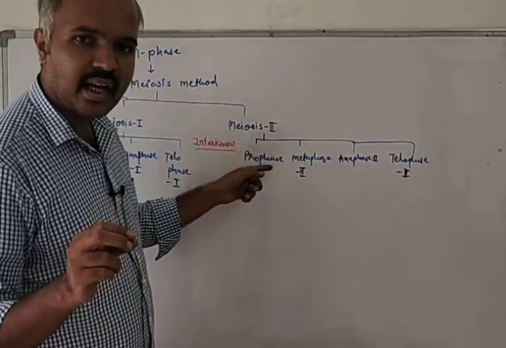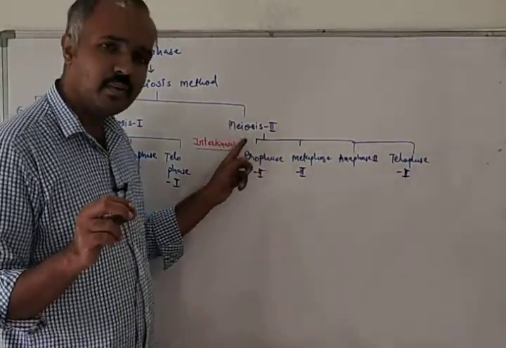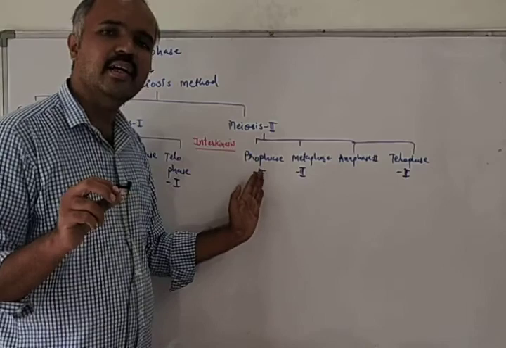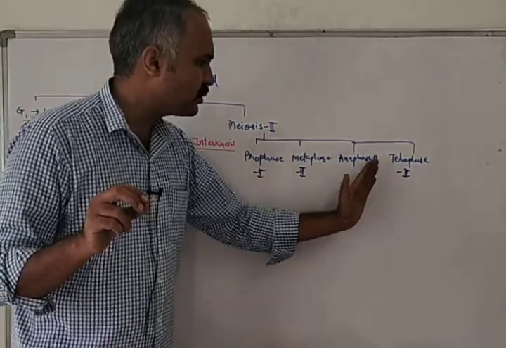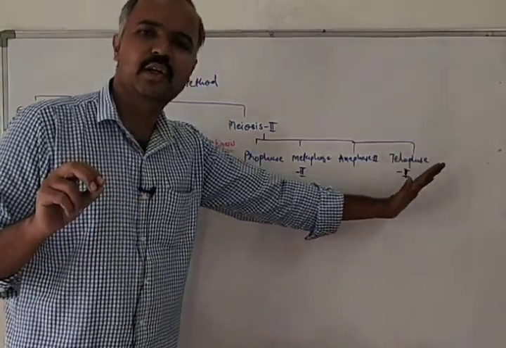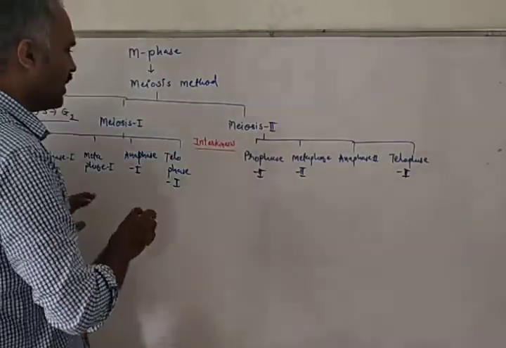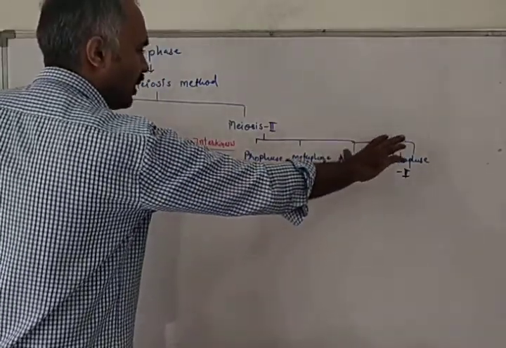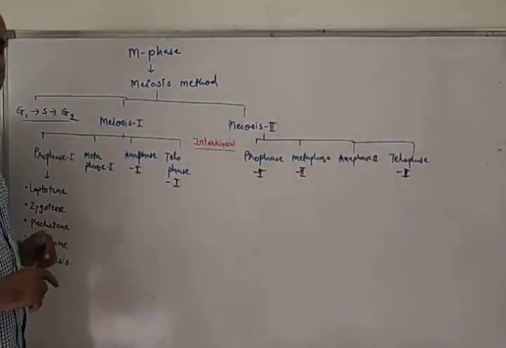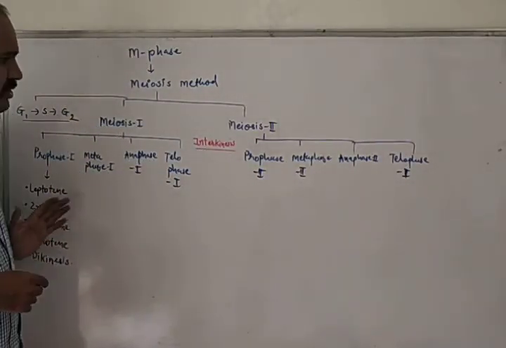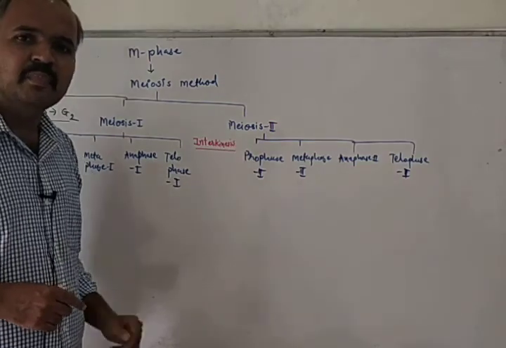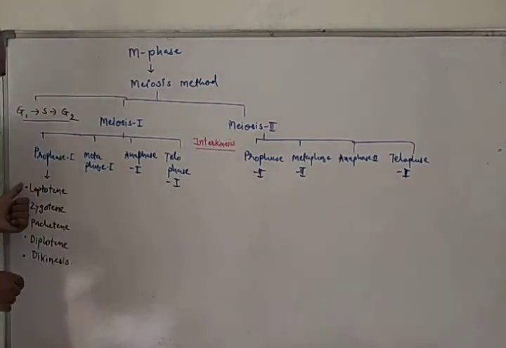It is known as interkinesis. Then it will enter into the second round of meiosis, which is known as meiosis 2, and then it will enter into prophase 2, metaphase 2, anaphase 2 and telophase 2. And after the completion of telophase 2, there will be 4 cells. Okay. So in this manner, this is the whole process that we are going to learn in detail, and we will begin with leptotene.